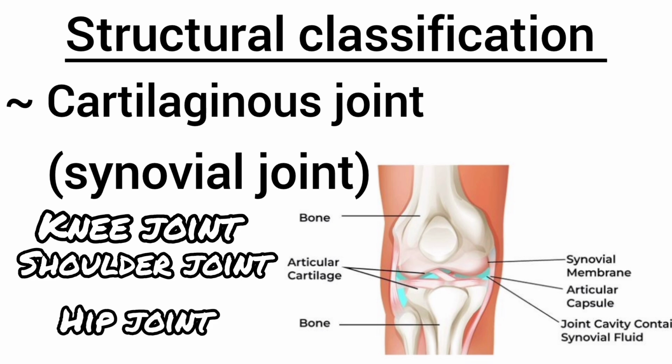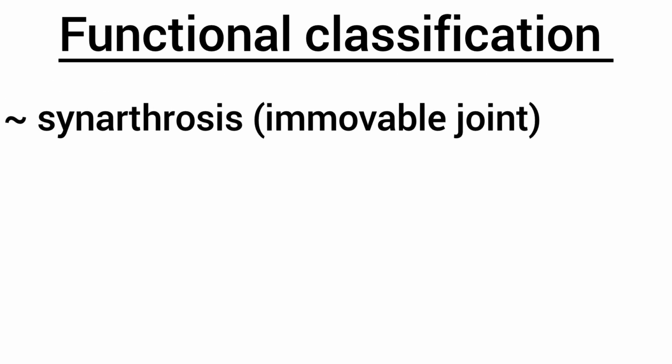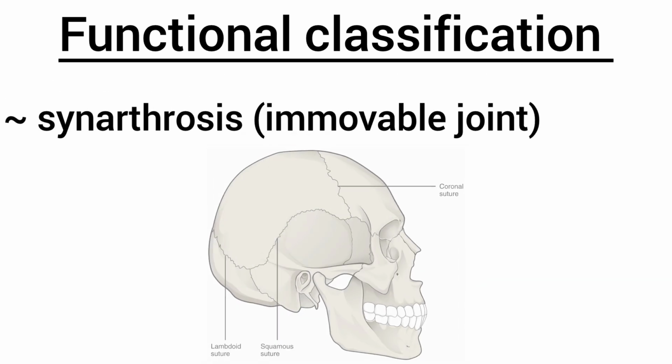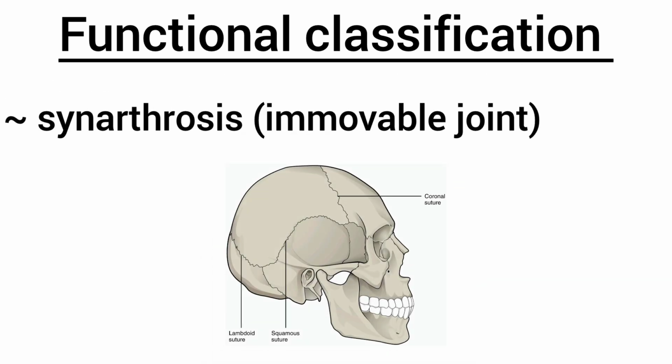Another classification of joints is the functional classification. The functional classification is based on the degree of movement permitted by the joint, and they include A. Synarthrosis, which are immovable joints. These joints permit no movement and are primarily designed for protection. Examples are the sutures found in the skull.